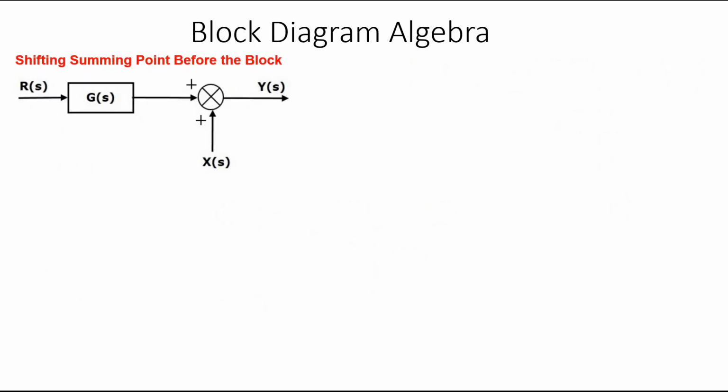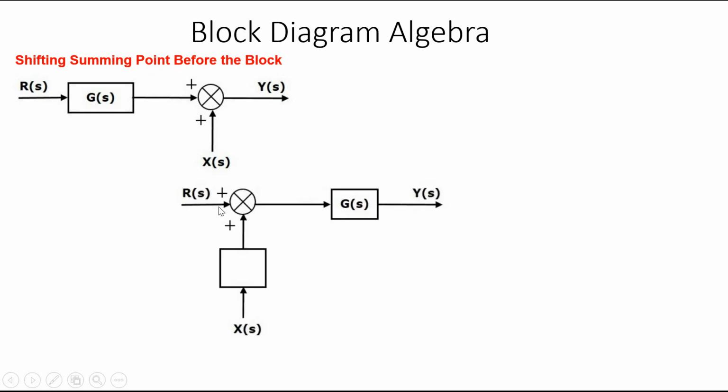And next, the reverse: we are moving this summing block before this block. Actually this summing block is here, so if we want to move it before g(s), we have to apply a multiplication factor here. Let it be a(s). Then from this, say the output of g(s) is e(s). So we can write e(s) equal to r(s) into g(s). And at this summing point, y(s) equals x(s) plus e(s).